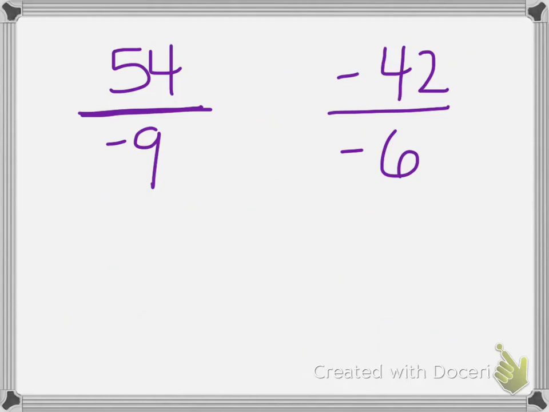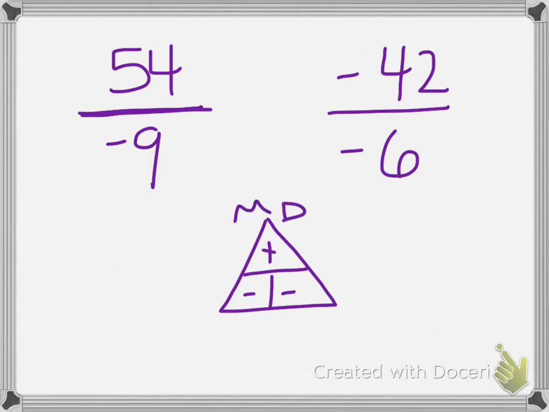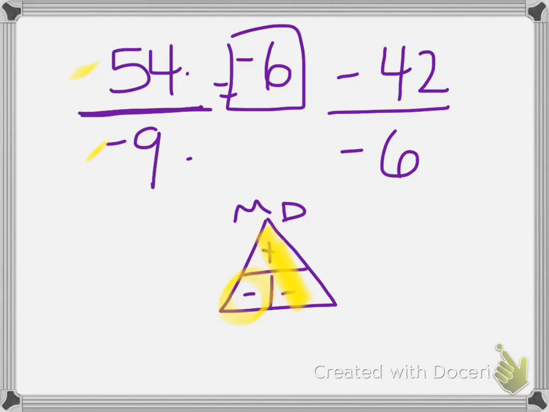Okay, hopefully you have answers on your paper. You're dividing, so I need the MD triangle. So again, you have a positive divided by a negative. Positive and negative, cross them off, and you're left with negative. So this is a negative. 54 divided by 9 is 6. There we go.